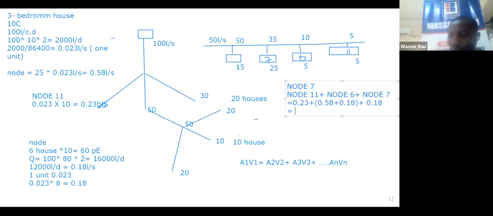I want somebody to ask me a question on this. If you didn't understand how I got node 7, this is the time for you to ask me. If we all understood it, then I'll be happy.